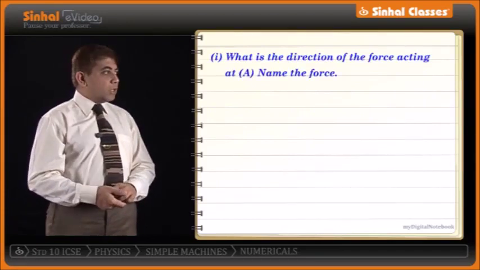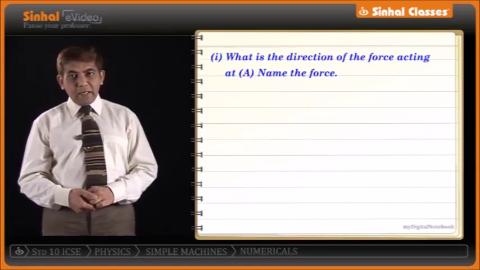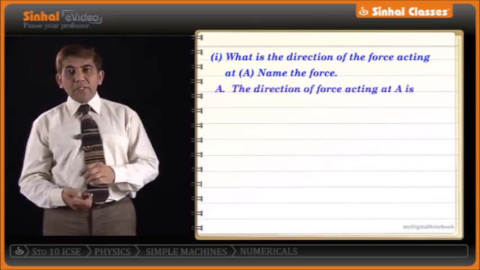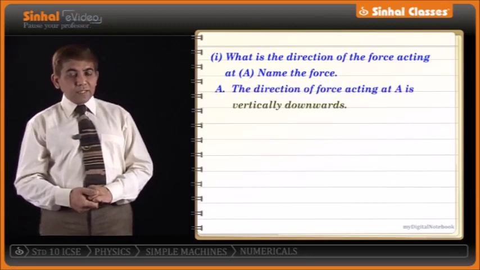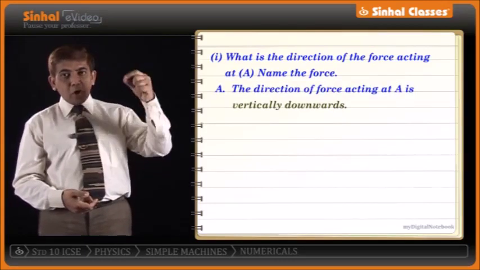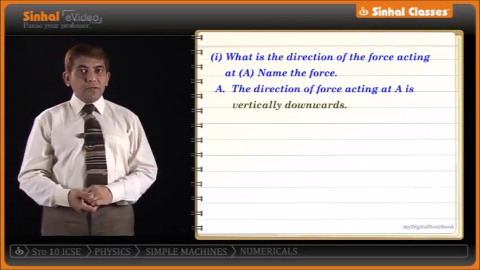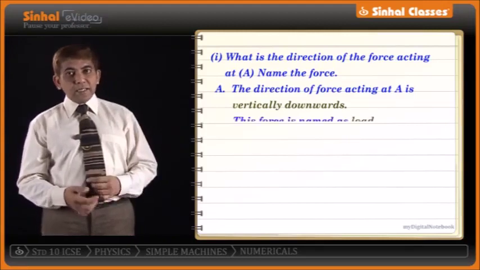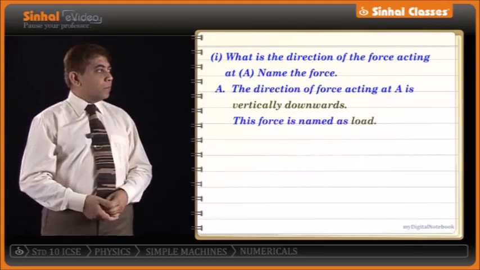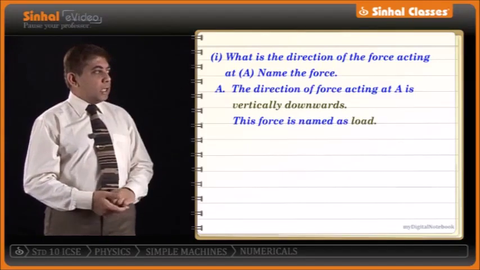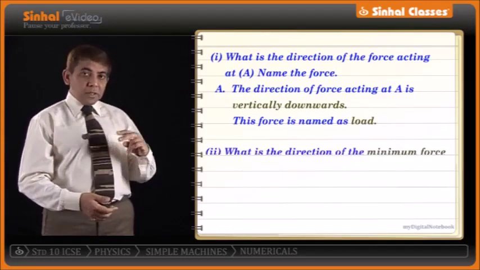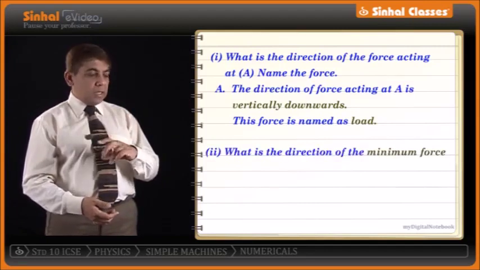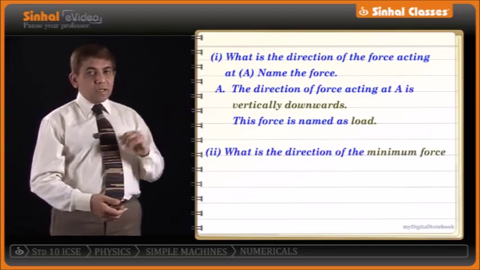Now, the direction of the force that is acting at A will always be directed vertically downwards towards the center of earth. Why is that so? Because weight of an object always acts towards the center of earth. And the name given to this type of force is called the load. Second question they are asking, what is the direction of minimum force that is applied at end B to keep the leg off the ground?